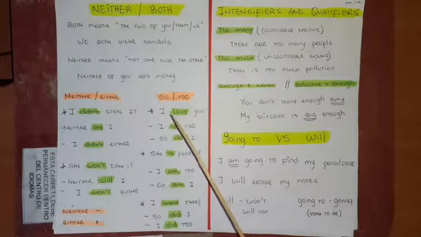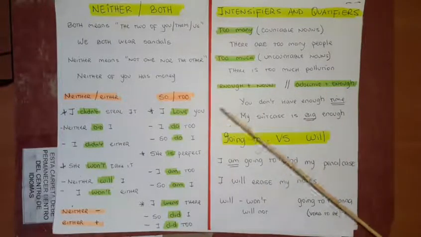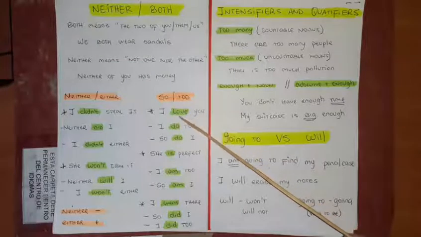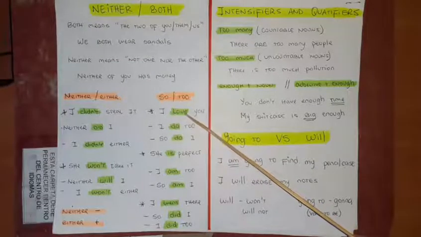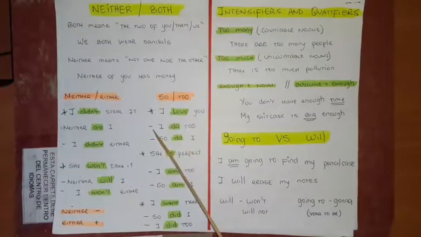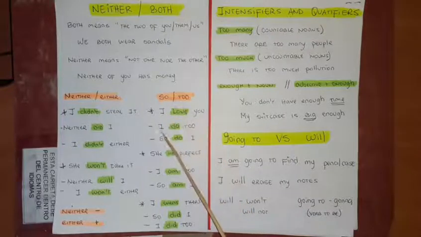So, now let's talk about so and too. I love you, I do too, so do I. She's perfect, I am too, so am I. I went there, so did I, I did too. You have to be careful about the tense you're using, ¿ok? En este caso tenemos el presente simple, love, ¿ok? Un verbo conjugado en presente simple. El auxiliar del presente simple es do. So that's why we have to use do or does. So that's why we have to use I do too, so do I. Because this is a simple present sentence, ¿ok? I do too, so do I.